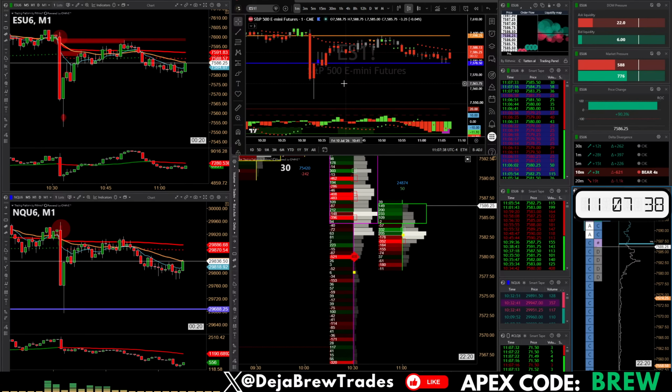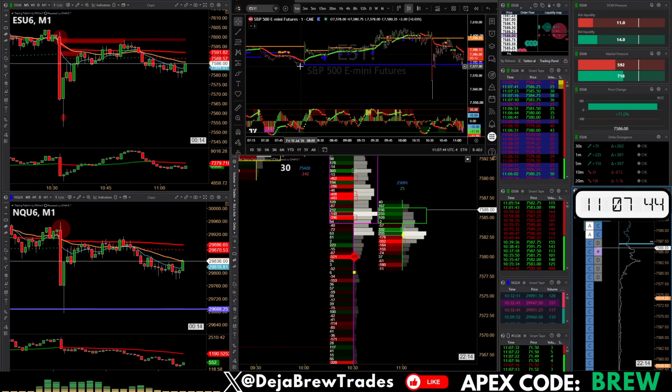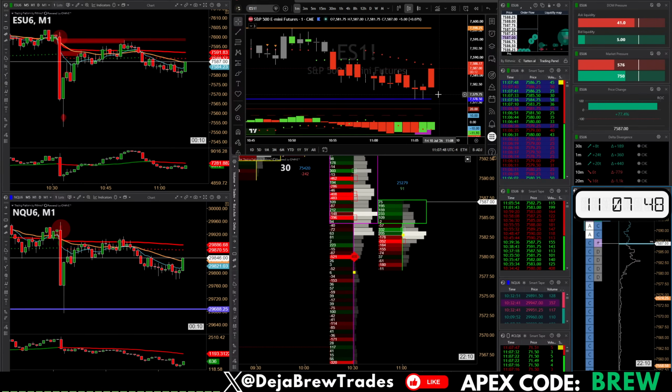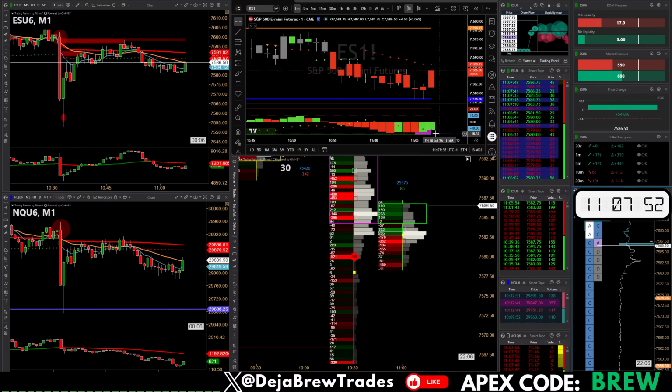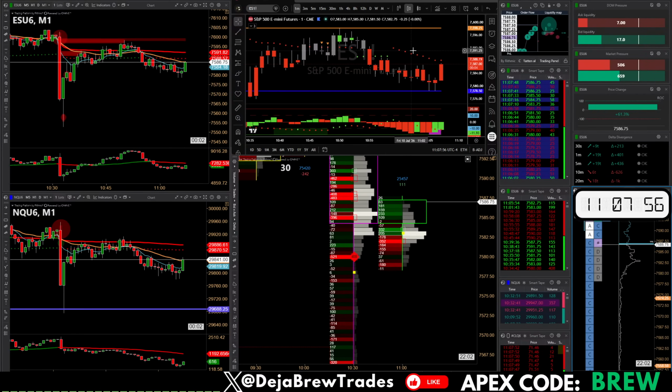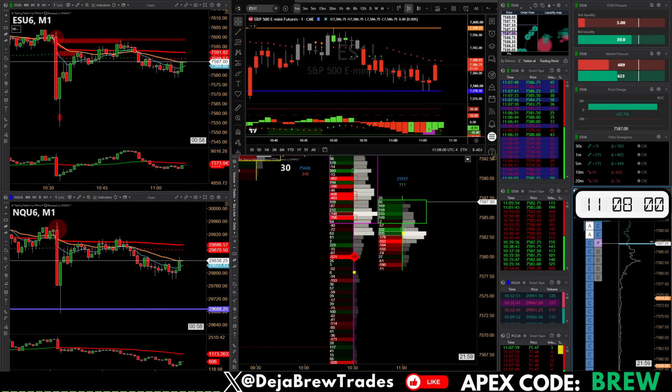Beautiful bounce off that 1 minute pivot here. That is actually a double pivot. There's a new pivot and there's an old pivot there, a very old pivot from 8 a.m. They really like that level to the tick there. 78.50. Keep an eye on that trail.